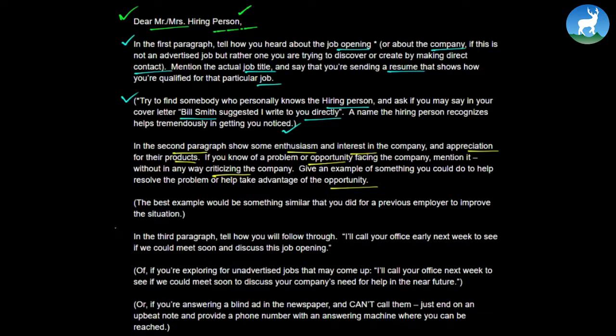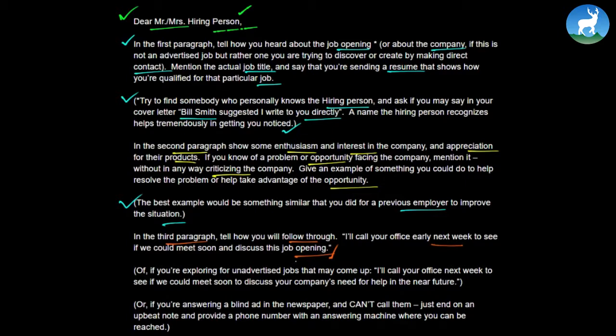Correct? So the best example would be something similar that you did for a previous employer to improve the situation. You can include that. This is just an extra tip. Moving on. In the third paragraph, tell how you will follow through. I'll call your office early next week to see if we could meet soon and discuss this job opening.